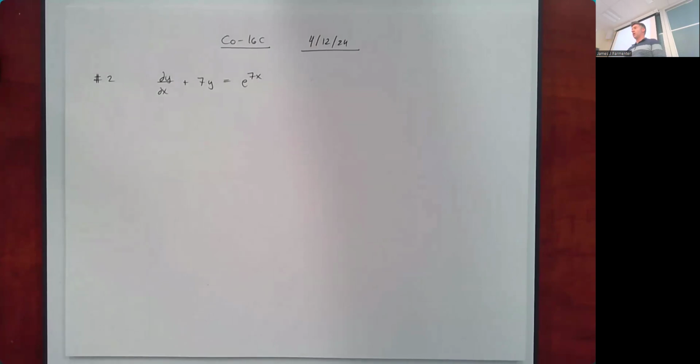So to me, this certainly looks like it's a first order linear differential equation. I can't separate this in any way. So I'm gonna try and do this showing the work that I think, right?